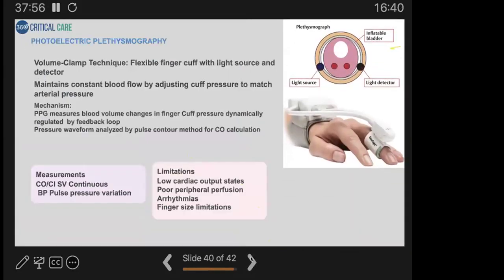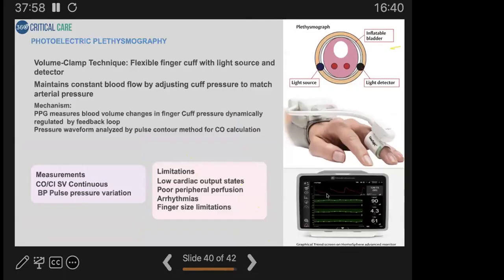And then comes photoelectric plethysmography, where it detects the pulsatile blood volume changes using light absorption and forms the basis of pulse oximetry and non-invasive hemodynamic monitoring. It estimates the cardiac output by analyzing the pulse amplitude to derive stroke volume, which is multiplied by the heart rate to obtain the cardiac output. And the technique used here is called the volume clamp technique.